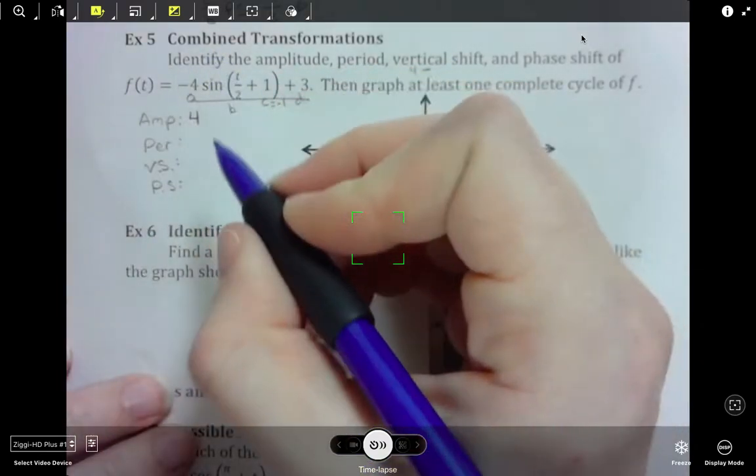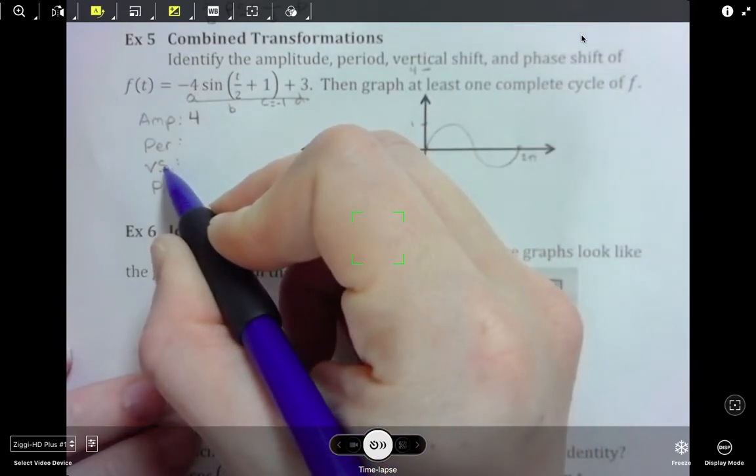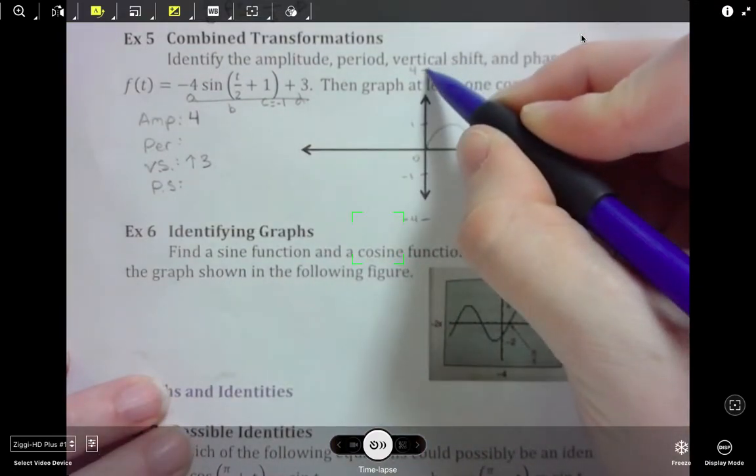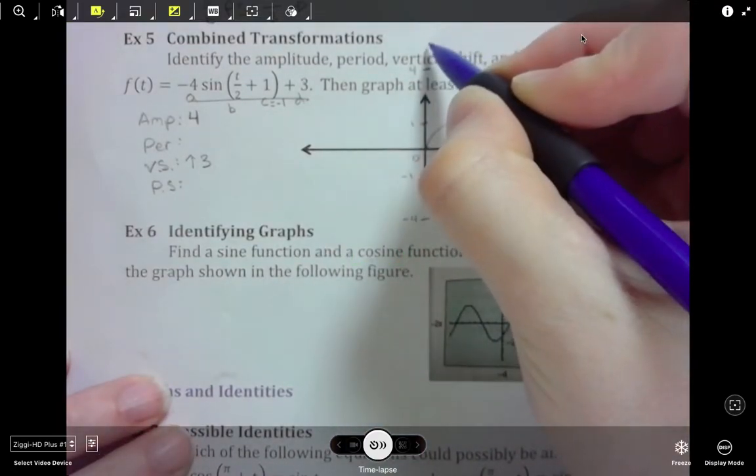Okay. Now my vertical shift is the one I'm going to do next. That's my D. So that means I'm going up 3. So instead of starting here at 4, I'm going to start 3 units above that.